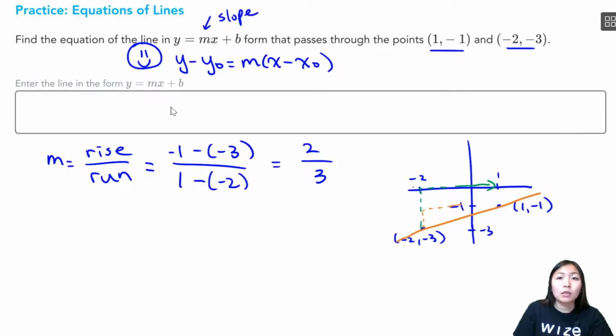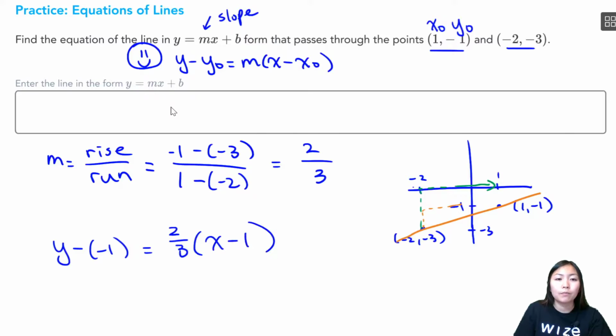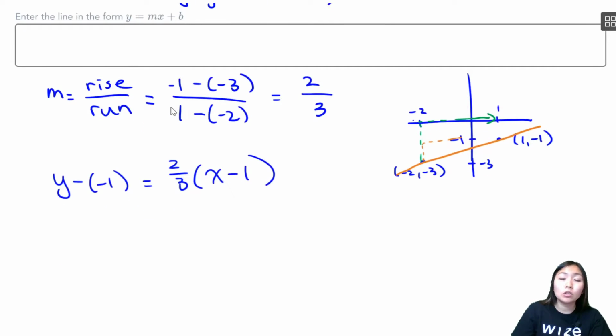All right, let's put this into the equation of the line. Y minus y0, I can pick either point to use. I'm just going to pick the first one as my x0, y0, equals my slope times x minus x0. Okay, simplify into y equals mx plus b. Y plus 1 equals 2/3 x minus 2/3.